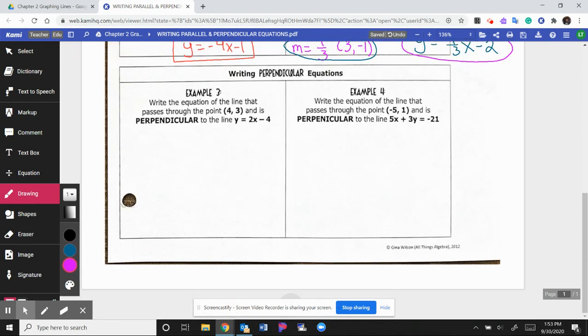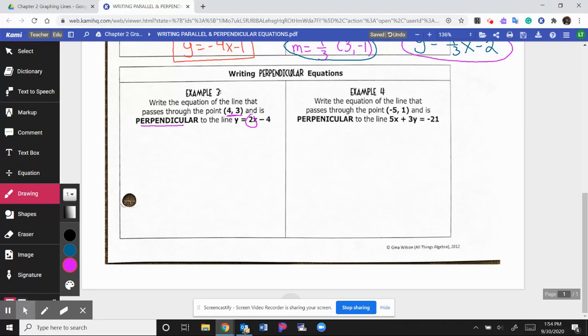So if we look at the equation given to us, it says write the equation of the line that passes through the point (4, 3) and is perpendicular to the line y equals 2x minus 4. So we can see here, first thing we want to see is the slope. Our slope is 2.